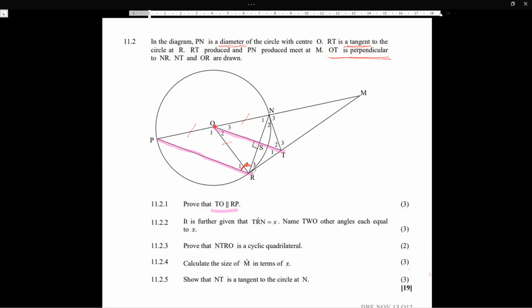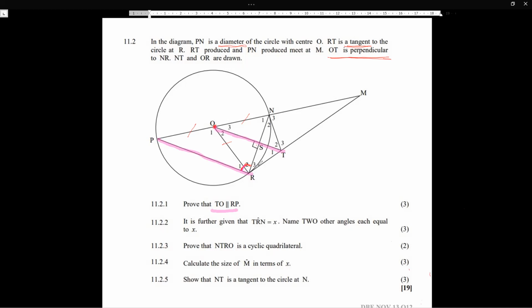If the lines were parallel, it would mean the alternate angles will be equal. So I'm going to work a backward process. It means the corresponding angles should be equal. So if I can show that the alternate angles or the corresponding angles are equal, then that means the lines are parallel. Are we in agreement? Yes, sir.